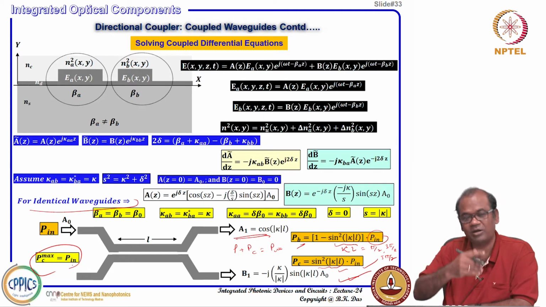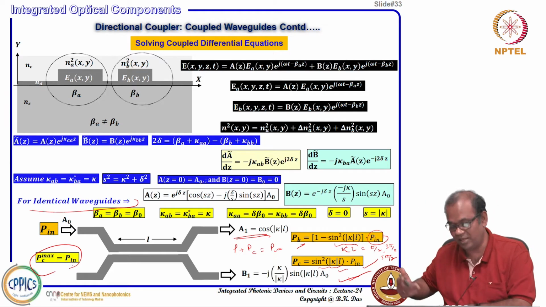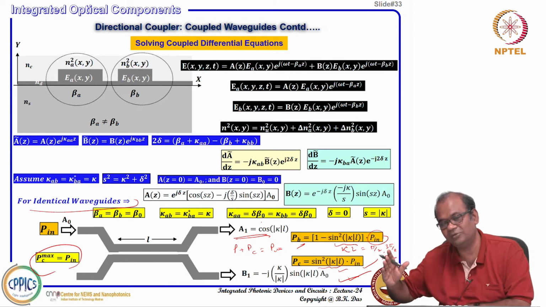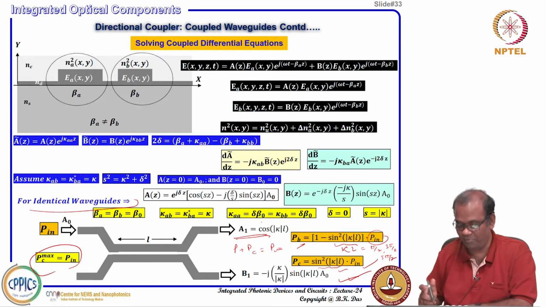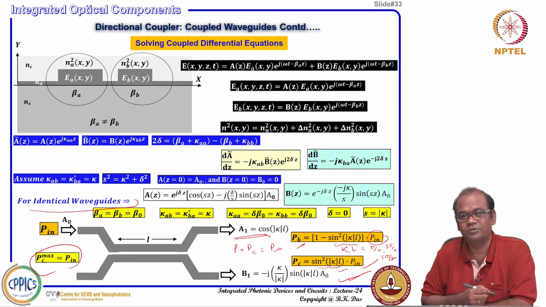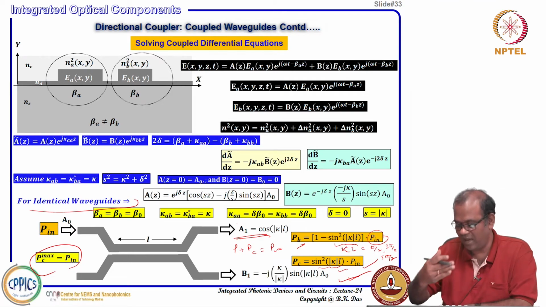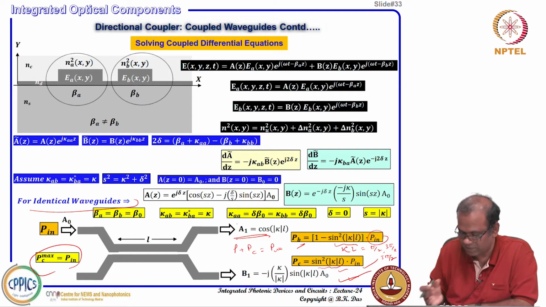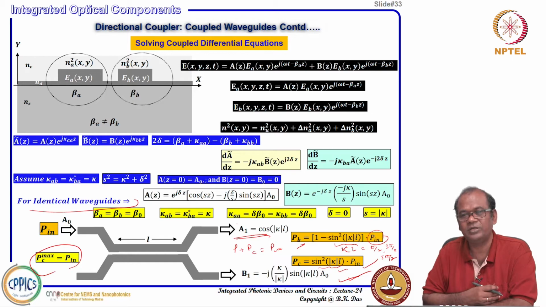So, in this case power is completely transferred to the second waveguide, and in the bar port there is 0 power. If you keep on increasing the length, you can reach another length where power will be coupled back to the bar port again. So it is actually varying with a sine square function or cosine square function. In this case, sine square function is the better representation.